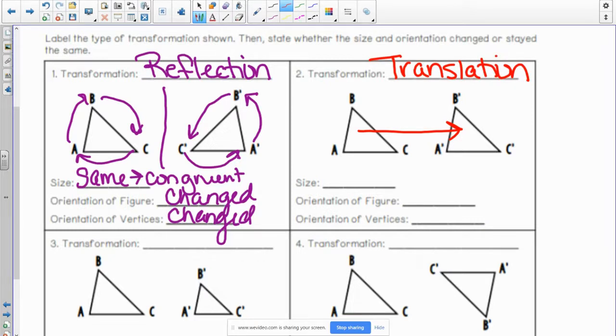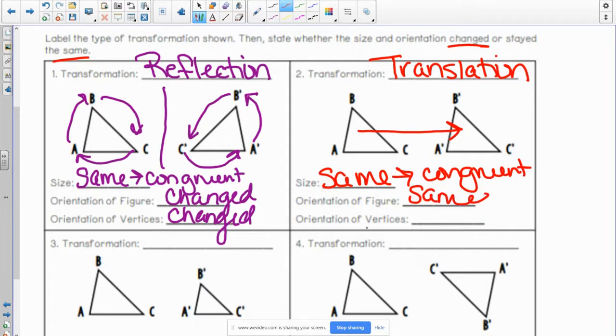So has the size changed or stayed the same? Well, it's definitely the same. Same shape, same size, same everything, so we can call that congruent. Orientation of the figure, is it facing a different way? No, it's facing the exact same way. You just slid it over. So that is the same.